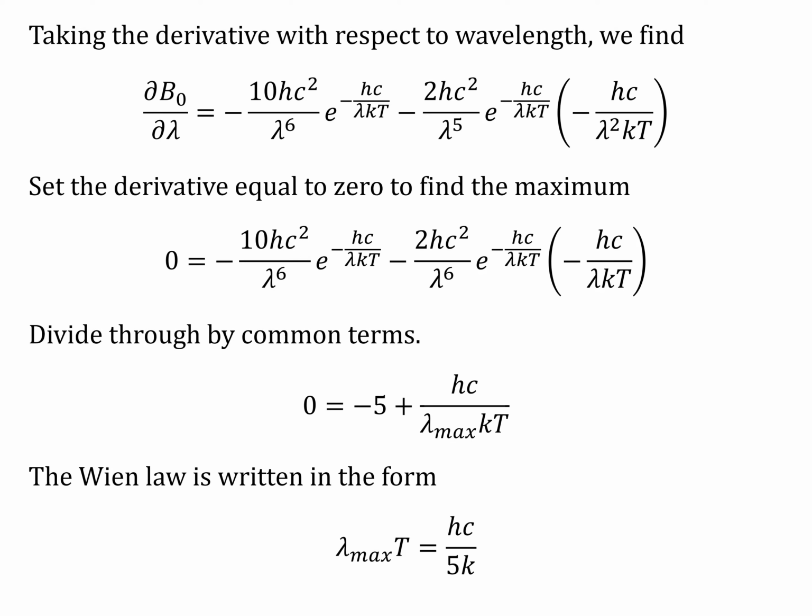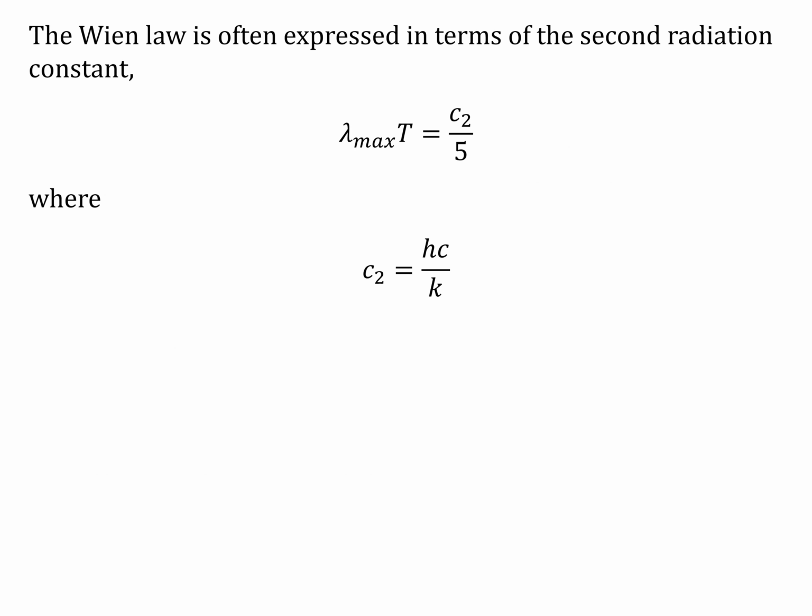After a few steps of algebra, we see the Wien displacement law. Since the right-hand side contains fundamental constants, the derivation is quantitative and can be used to constrain the Planck constant. The collection of terms hc over k is also known as the second radiation constant, c sub 2.